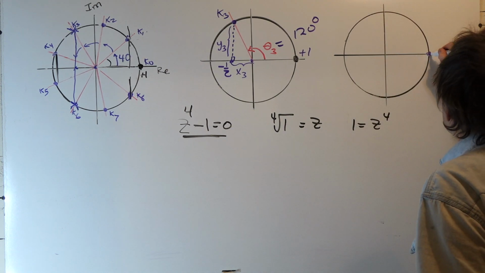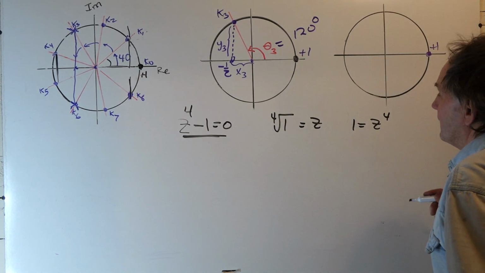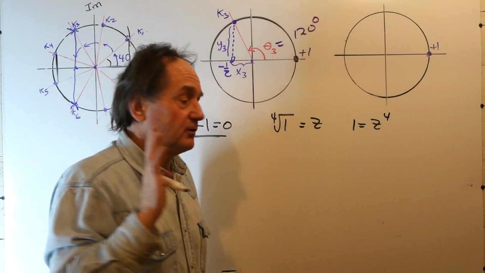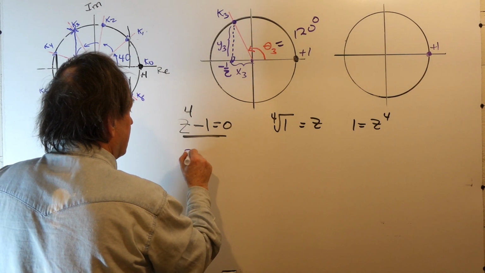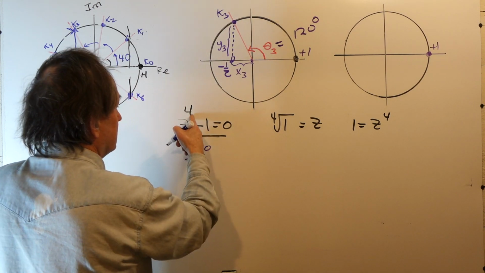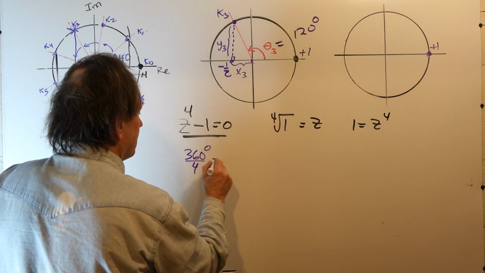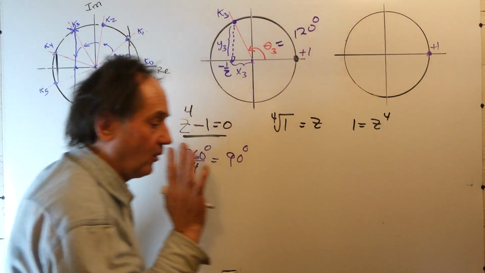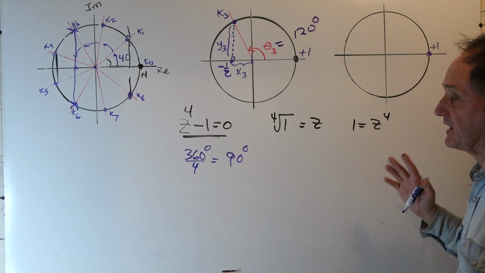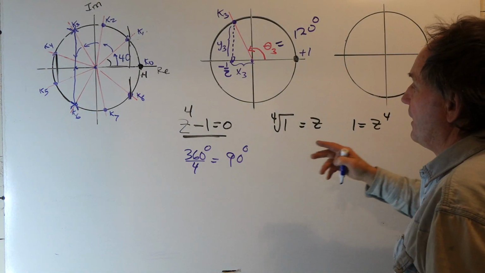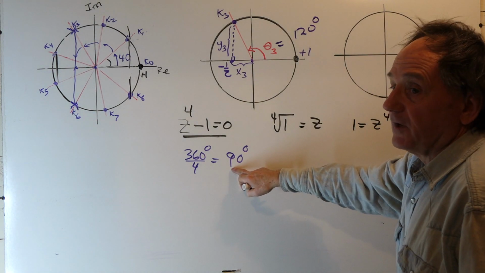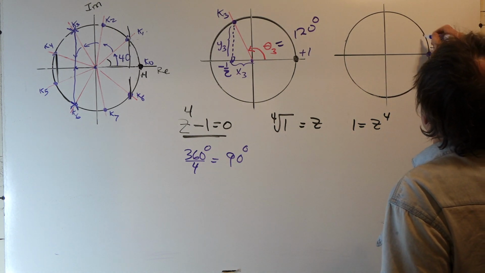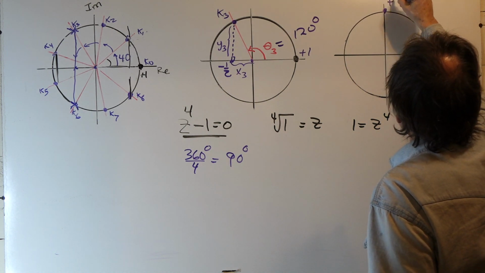So we'll start here at +1. Now, we need to determine the spacing between the roots. We do that by taking 360 degrees and dividing by the power. So in this case, 360 divided by 4 is 90. So we know the roots are going to be spaced equally on the unit circle with 90 degrees between them. So if we go 90 degrees from +1, that puts us up here at +j.